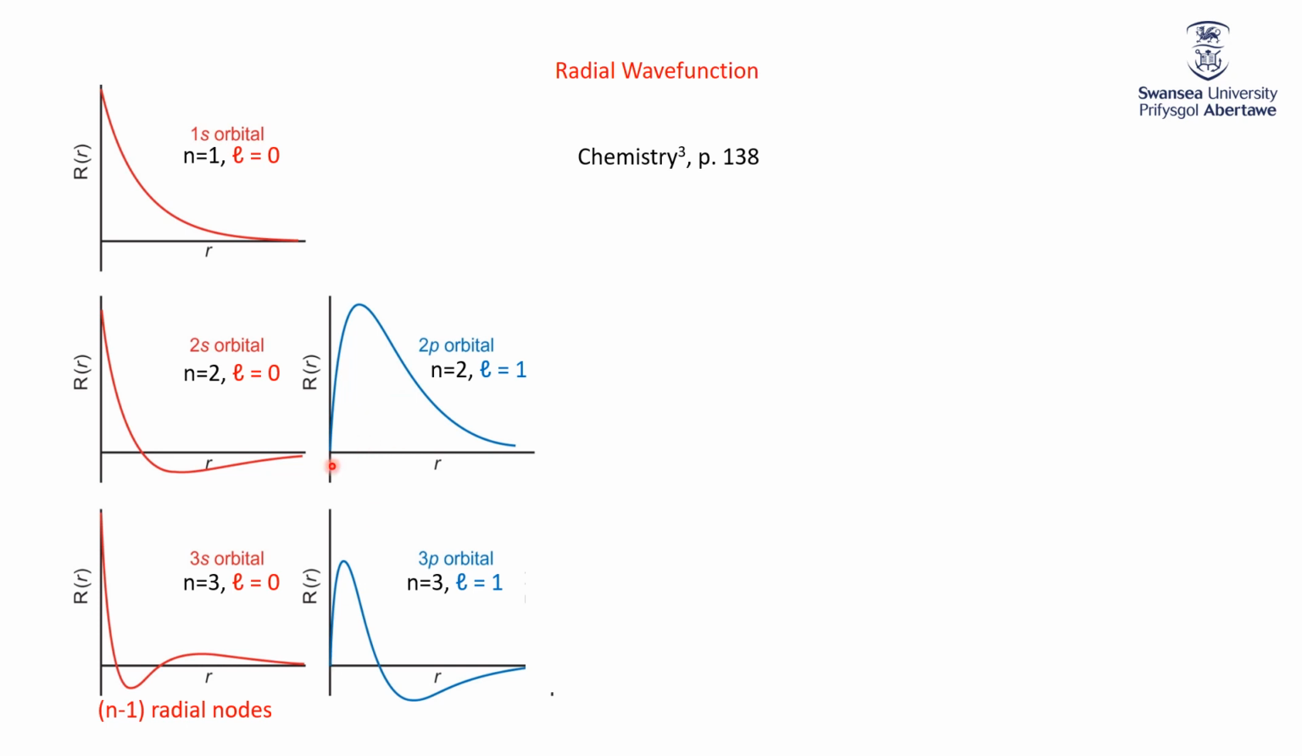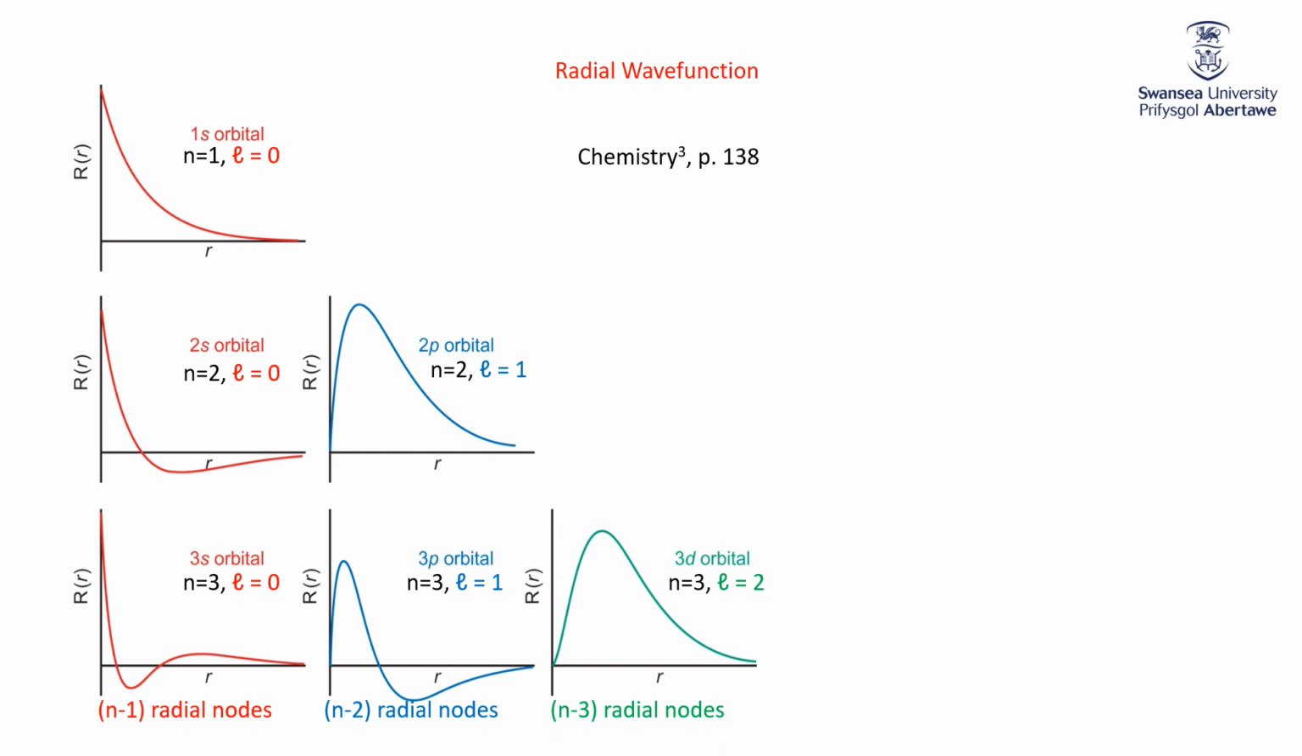Okay, here's the 2p, goes up and comes back down again. 3p goes up, comes down, has a node, and then levels off. Okay, and generally your p orbitals have n-2 radial nodes. So that's one way in which you can distinguish between, say, the 3s and the 3p. The 3s has got two nodes, the 3p has one node. And guess how many the 3d has? Yeah, no nodes. Okay, because d orbitals have n-3 radial nodes.